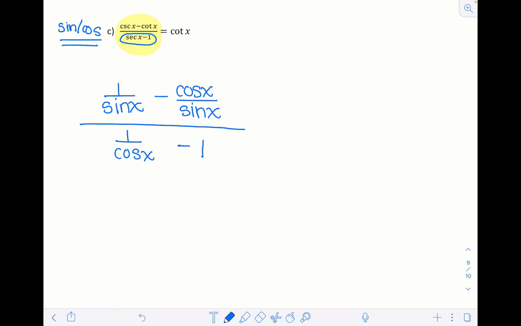All right, so the first thing then, once I do that, I notice in the numerator I've got two fractions. They already have a common denominator, so I can go ahead and just combine them. So that's 1 minus cosine x all over sine of x. In the denominator, I could try and combine those together. They don't already have a common denominator, but I could certainly get one.